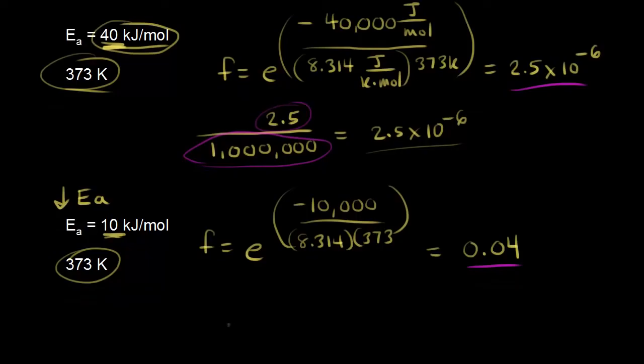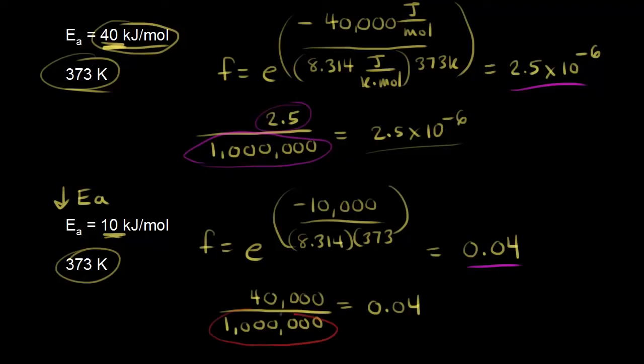So let's say, once again, if we had 1 million collisions here, what number divided by 1 million is equal to 0.04? That number would be 40,000. 40,000 divided by 1 million is equal to 0.04. So for every 1 million collisions that we have in our reaction, this time 40,000 collisions have enough energy to react.